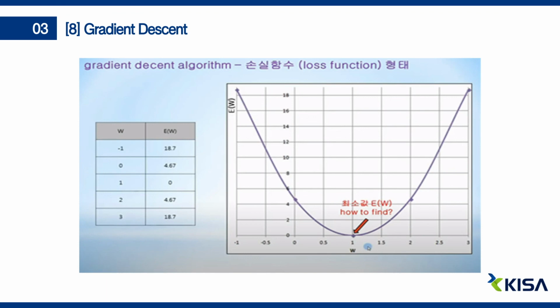The gradient descent algorithm meets this goal. This figure shows an example where the loss function is minimal. When the y-axis is the loss function value, the minimum loss function is when w is 1. And based on w equals 1, you can see that the loss function value continues to decrease as w equals minus 1 approaches w equals 1. Also, it can be seen that the loss function value continues to decrease while approaching w equals 1 from w equals 3.